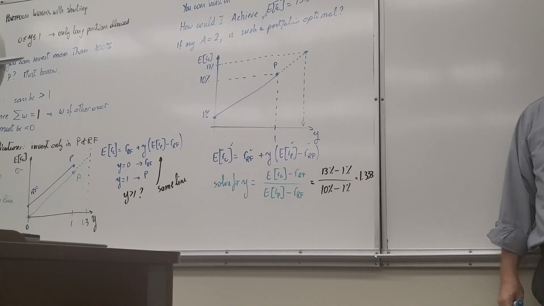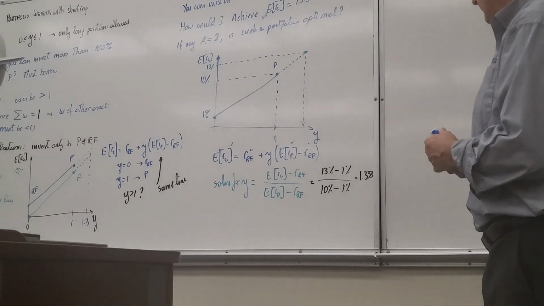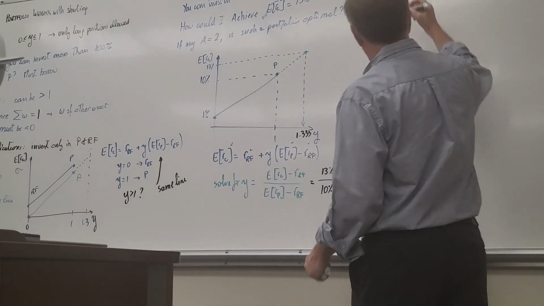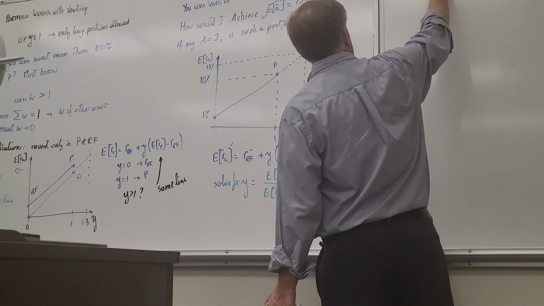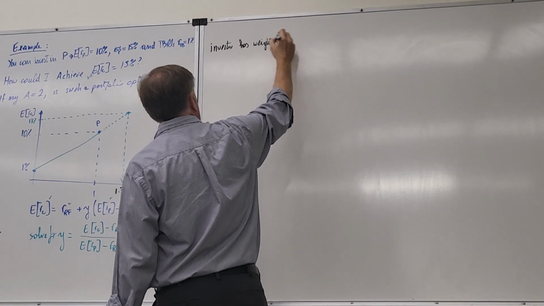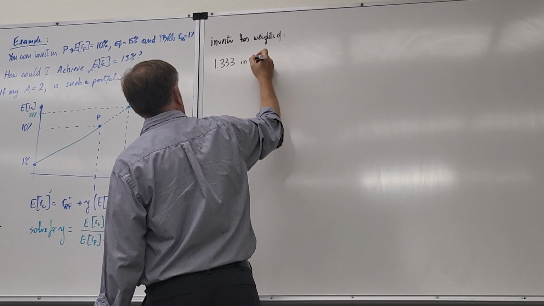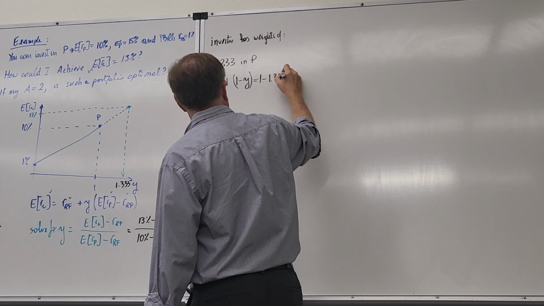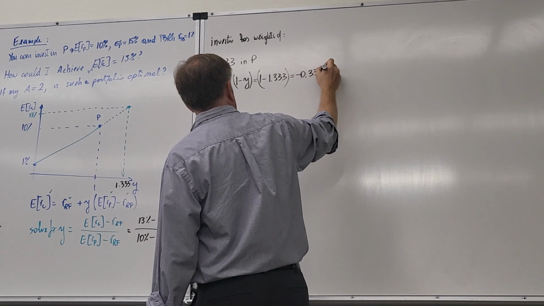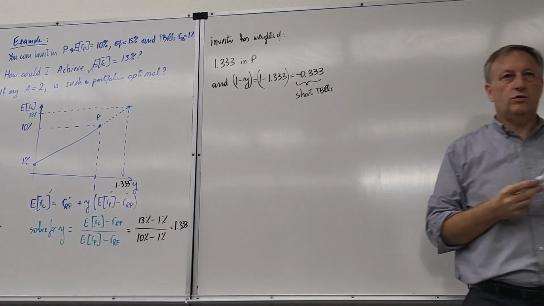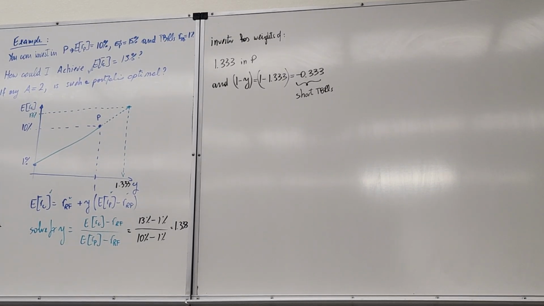Yeah? Questions? So this is 1, this is 1.33 repeating. The implication is that the investor has the following weight. $1.333 in P, and remember 1 minus Y is the weight of T-bills. That's to short T-bills. Questions?